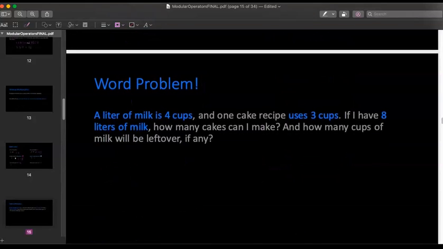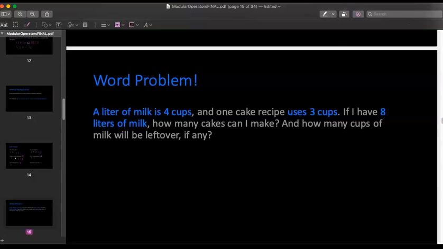All right, let's get into a word problem again, because this is where the real fun is. All right, a liter of milk is 4 cups, and 1 cake recipe uses 3 cups. Let's see. Now my screen is blocked. If I have 8 liters of milk, how many cakes can I make, and how many cups of milk will be left over, if any?